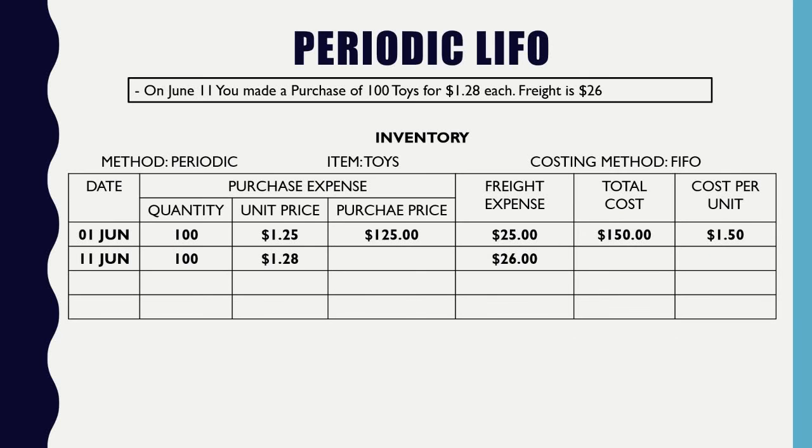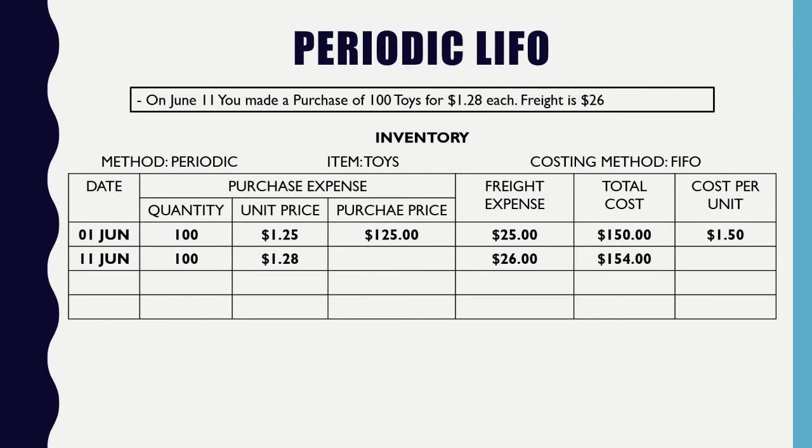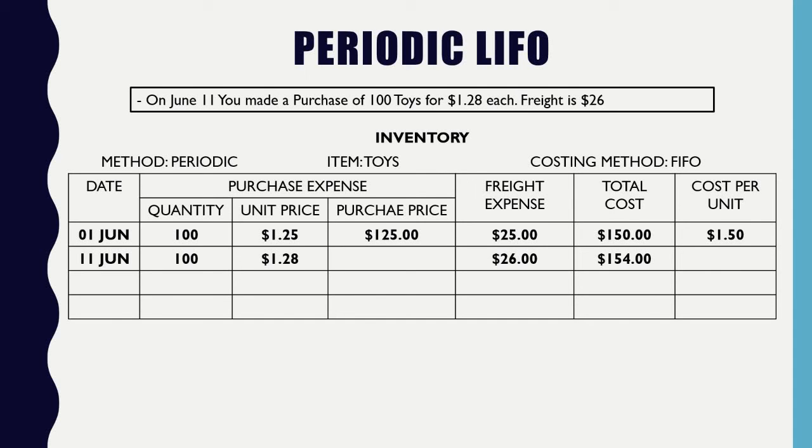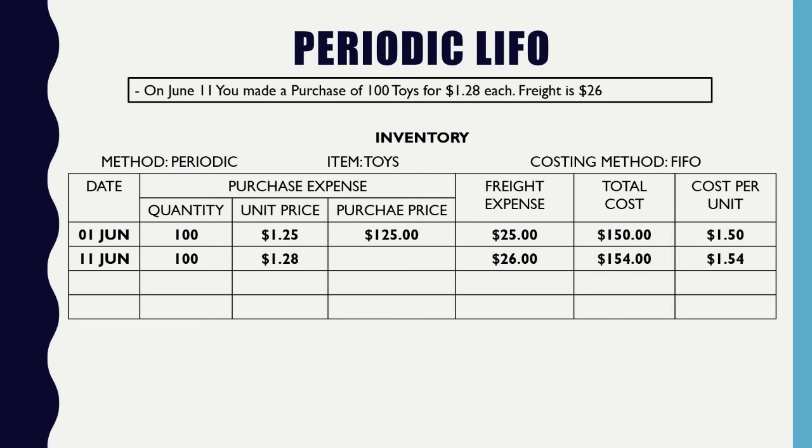So once we enter this into our inventory worksheet again, we're gonna do the same thing. Purchase expense, right? And where we calculate, 128 plus 26 is 154, and if we divide 154 by 100, we should get $1.54. Okay, so this is the one where I actually did a step-by-step process.